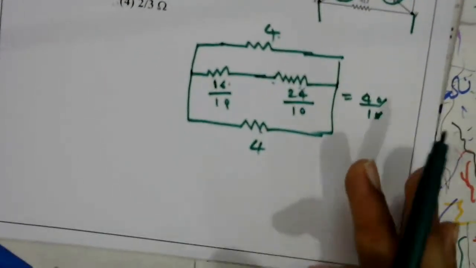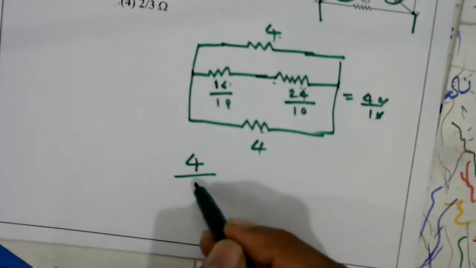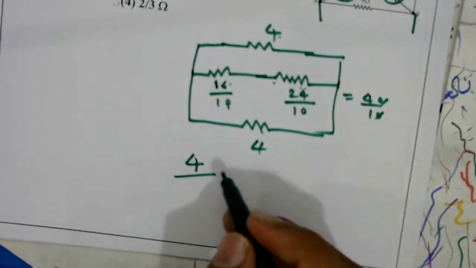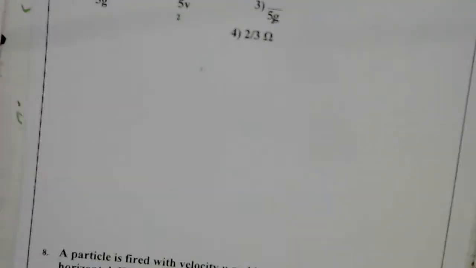Now we have 4, 4, 4. Identical resistors are connected in parallel, so the equivalent is 4 by n. How many resistors are connected? 3. That is 4 by 3. The answer is the third option.